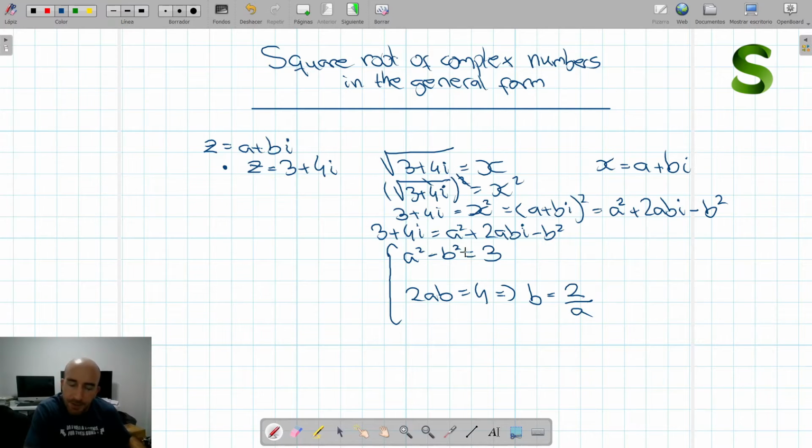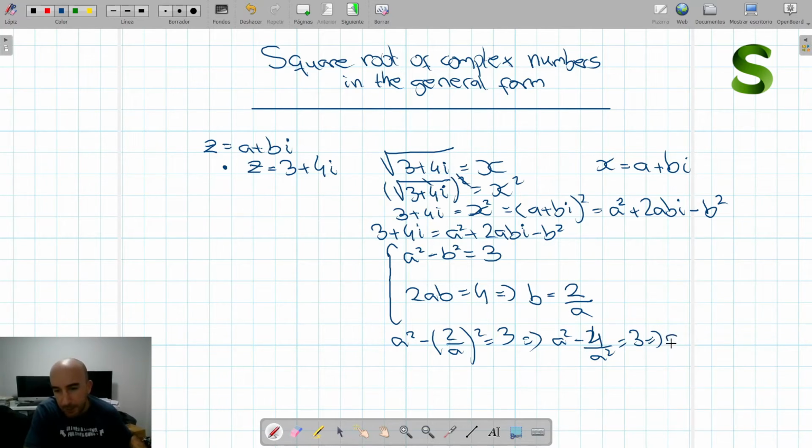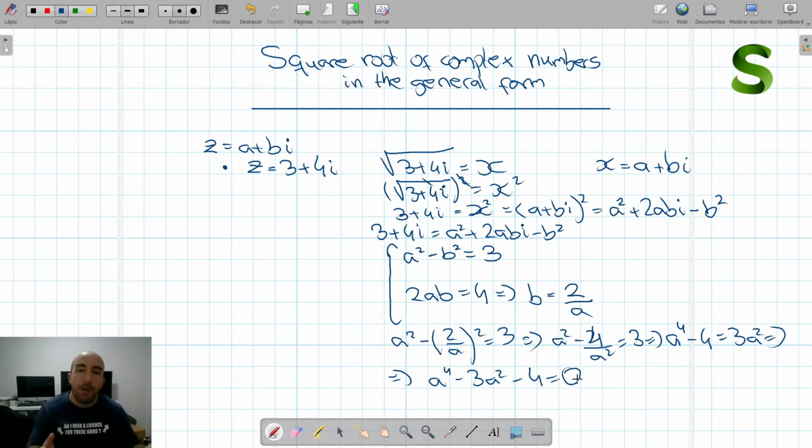And if we substitute this in the first equation, we have a squared minus (2 divided by a) squared equals 3. And if we operate that a bit, we have that a squared minus 4 divided by a squared equals 3. Multiply everything by a squared, and we have a to the power of 4 minus 4 equals 3a squared. And if we arrange that a bit, we have a to the power of 4 minus 3a squared minus 4 equals 0. So we have an equation to the power of 4.